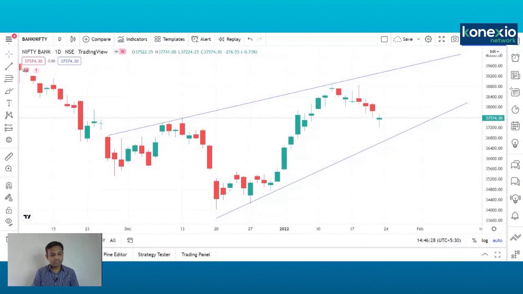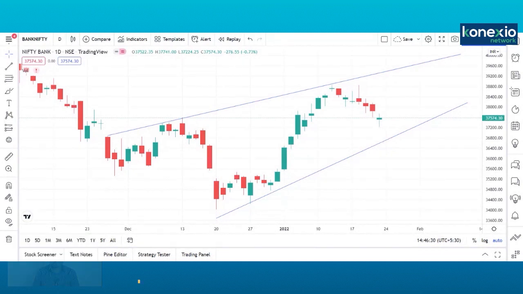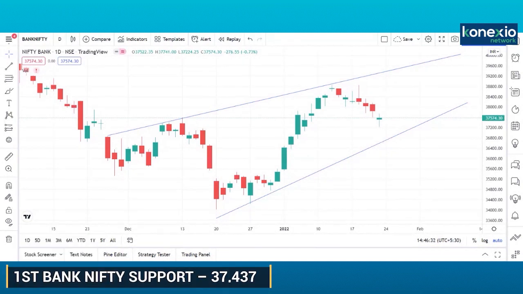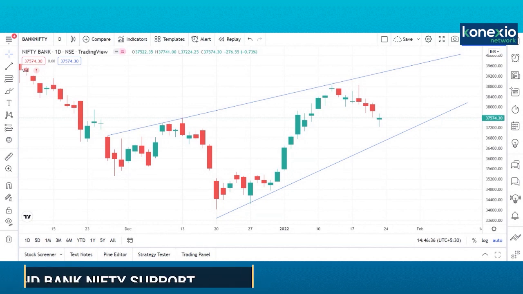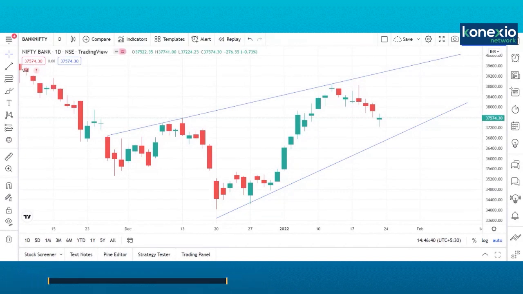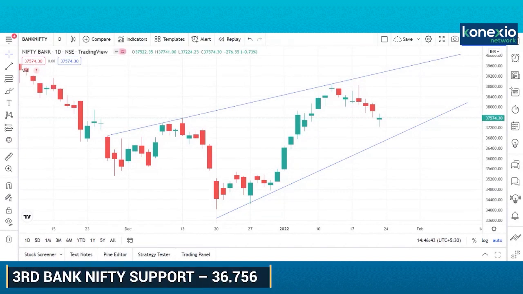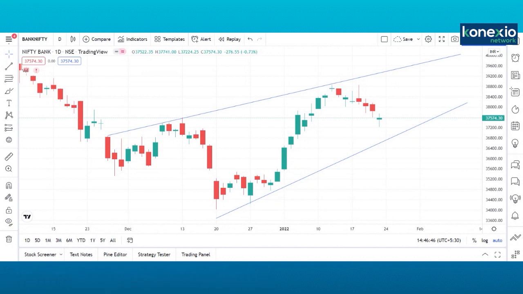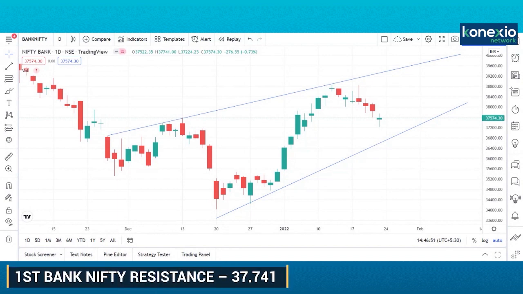The important support in the Bank Nifty is placed at 37,437. This is the first support. Second support in the Bank Nifty is placed at 37,224, and the third support is placed at 36,756.